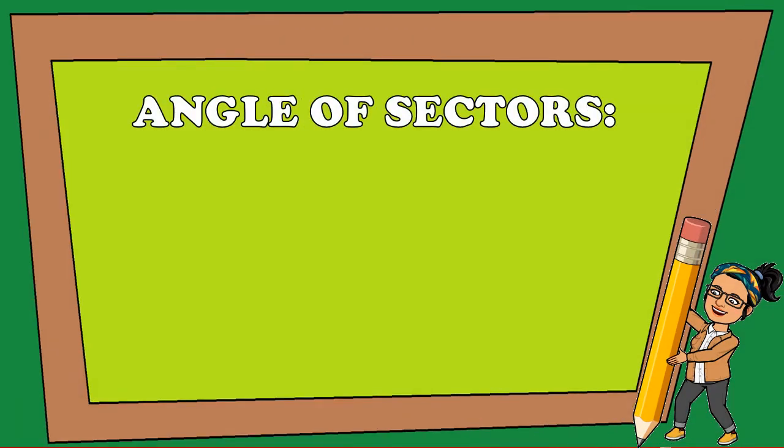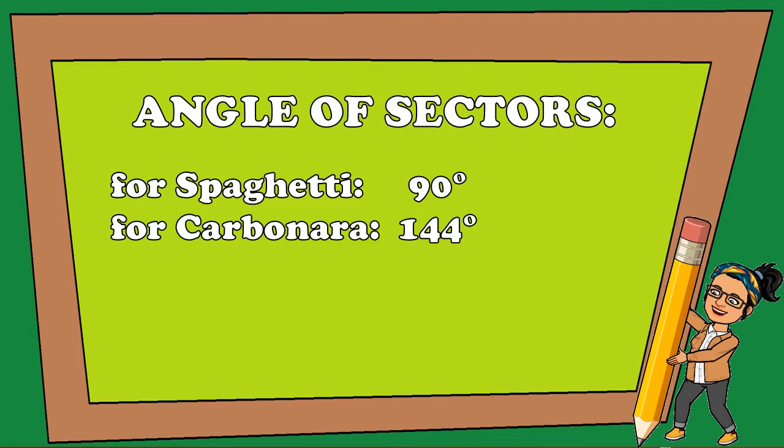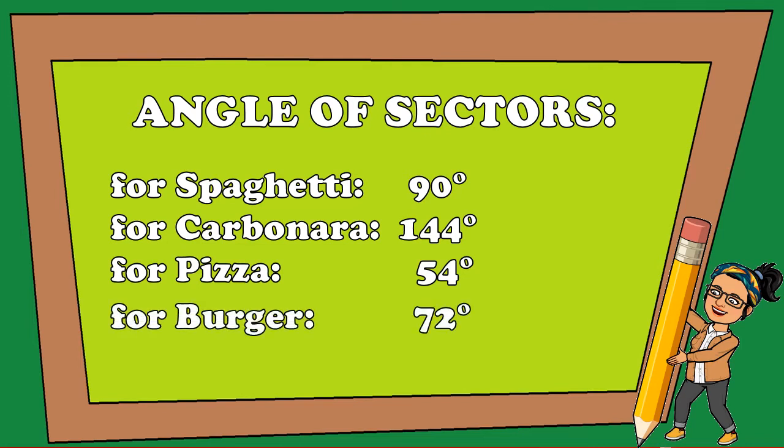Okay, so again, our angles of sectors are, for spaghetti, 90 degrees. For carbonara, 144 degrees. For pizza, 54 degrees. For burger, 72 degrees. And again, if we add these all, this must be equal to 360 degrees. Okay?